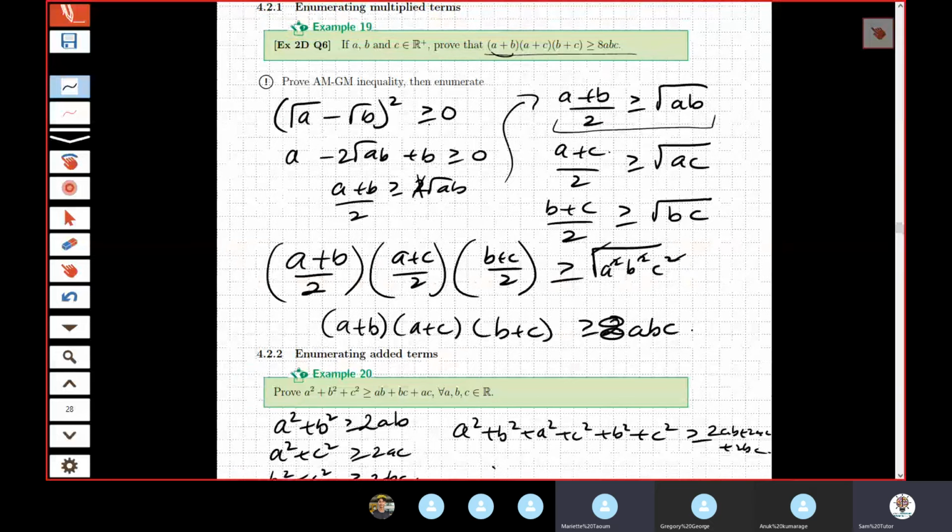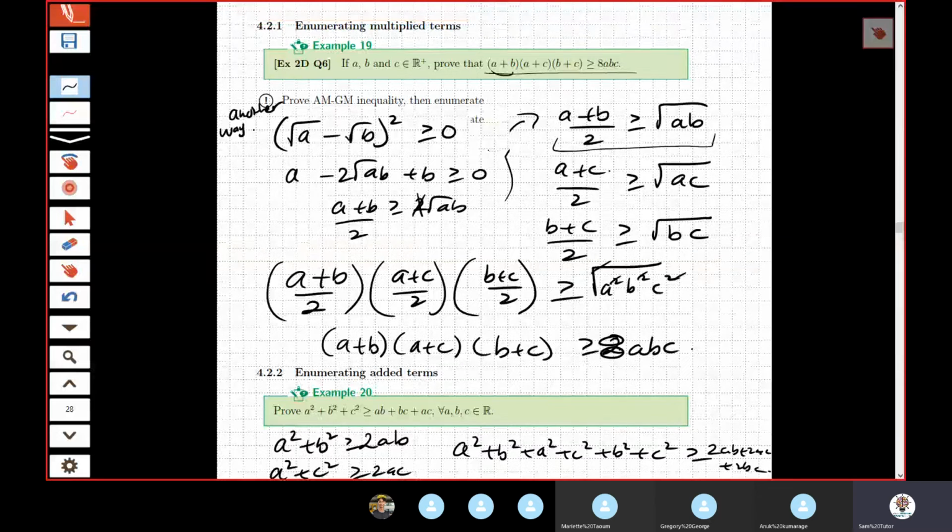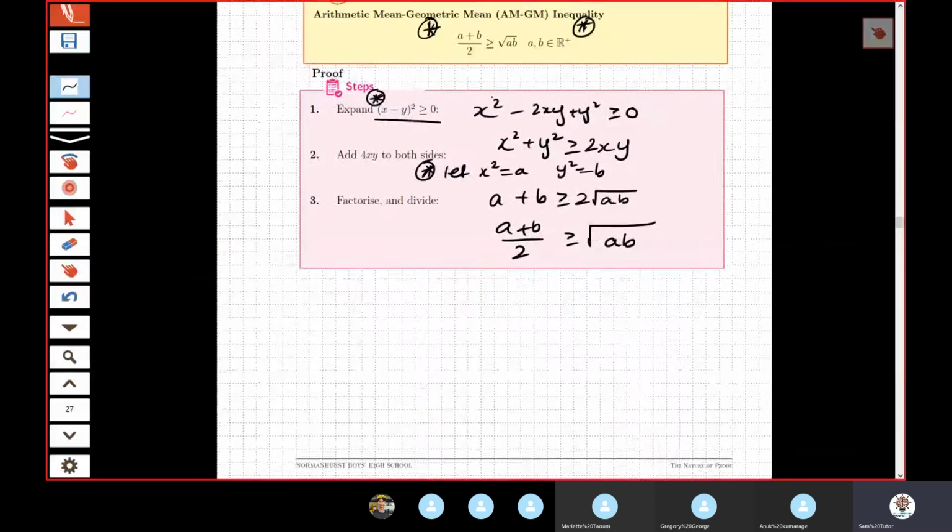The most important bit is just that squared bit. So the fact that you can have two things squared, and that's going to be greater than or equal to 0. And then once you've got these results, that's just another way of doing it. I'll write here, another way. Otherwise, you could have done it the traditional way, which would have been just starting with x's and y's, and then changing your x squared for a and y squared for b.